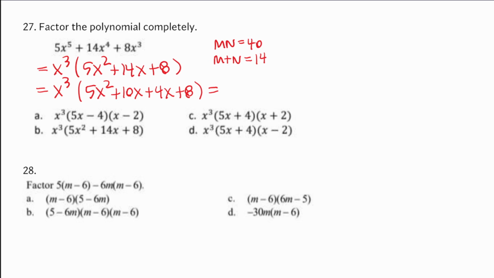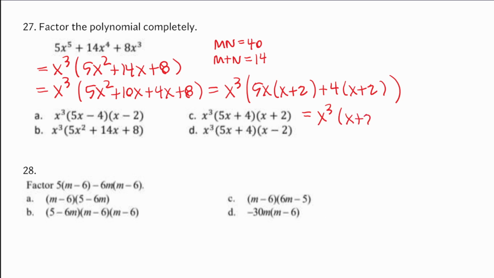And then I'm going to do group and factor. So from the first two, I'll have a 5x, be left with an x plus 2. In the second two, I've got that 4 in common, be left with an x plus 2. And then I would say this is x to the 3, factor out the x plus 2, be left with a 5x plus 4, and then we would have x cubed times x plus 2 times 5x plus 4, there it is right there. Okay, this one, that's why it says factor it completely. So it's not untrue, it's just not completely factored because we could go farther.